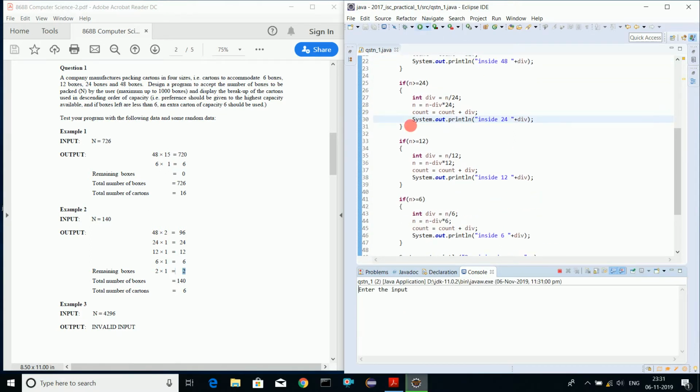Okay, let's try with 140. Inside 48, 2, as you can see. Inside 24, 1. Inside 12, 1. Inside 6, 1. Remaining boxes, 2, 140, and 6. That's the beauty of it. It clarifies any doubt you have. That's it. Okay, I'll just check the boundary cases also. 4296. Valid input. Now terminate the program.